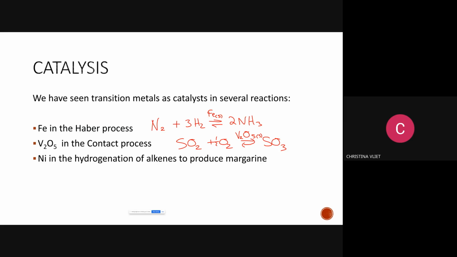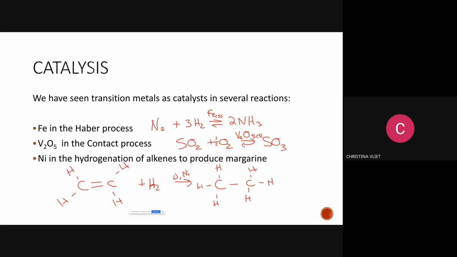So nickel in the hydrogenation of alkenes, meaning when we had an alkene and then we added H2 to it, we turned that alkene to an alkane. We needed high temperature and we needed a nickel catalyst, nickel or platinum catalyst. Right? Transition metals.